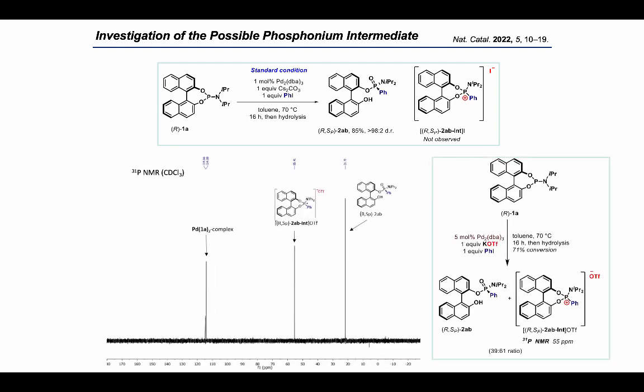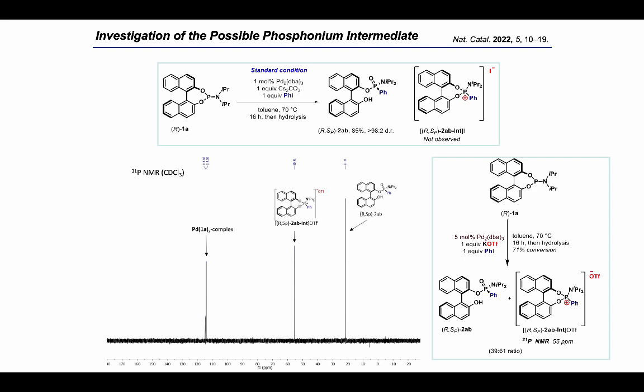As a solution, we decided to perform a reaction in the presence of potassium triflate as the additive in order to stabilize the phosphonium salt formed in situ. And that can be possible by exchanging the iodide anion with the triflate anion. With regard to the stability of the phosphonium triflate, we will come back to that later with a better explanation.